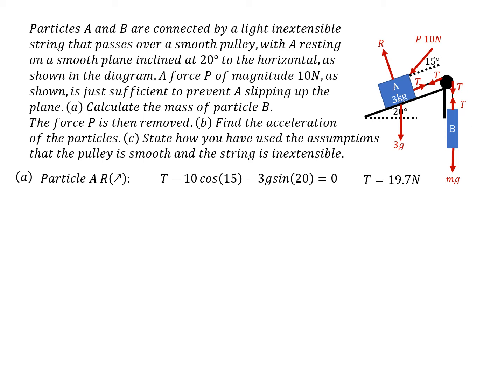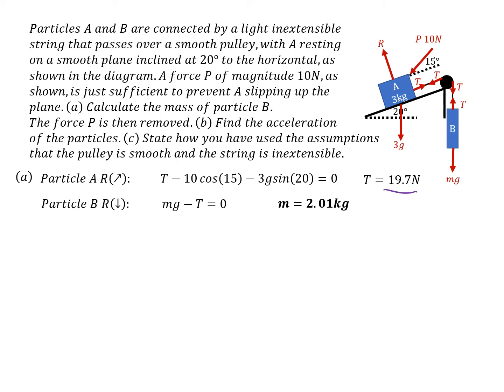Now I can look at particle B and resolve in that direction for particle B. So I get mg minus T equals 0. So mg minus T is the resultant force in this direction, and that equals 0 because there's no acceleration. So from that, m is 2.01 kilograms. It's T divided by 9.8.